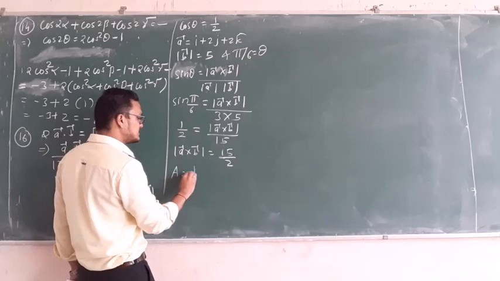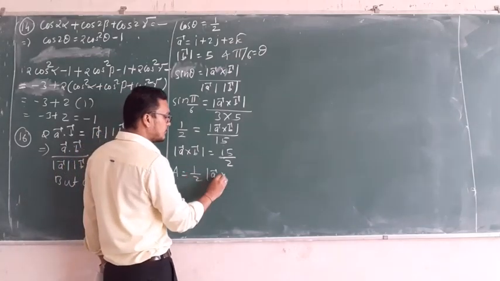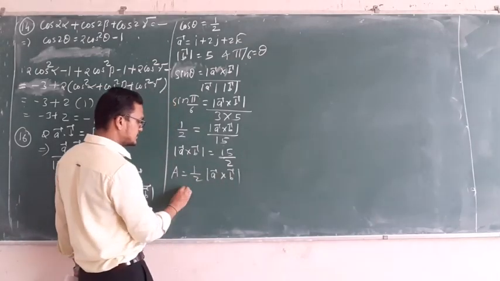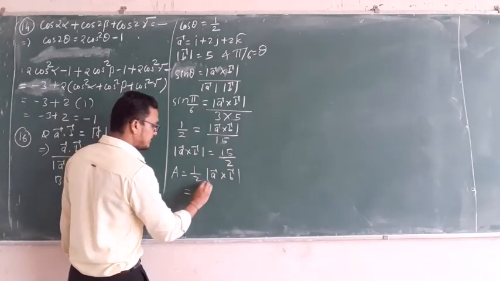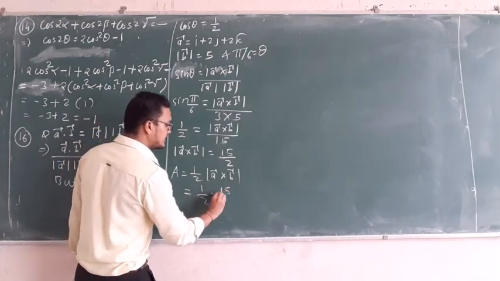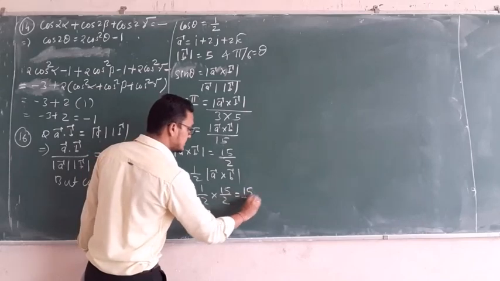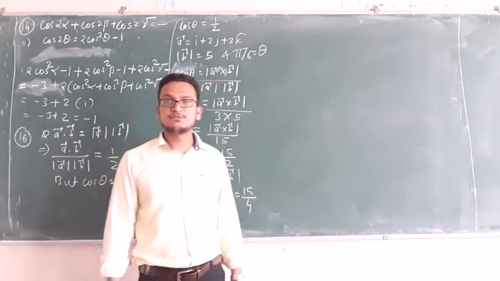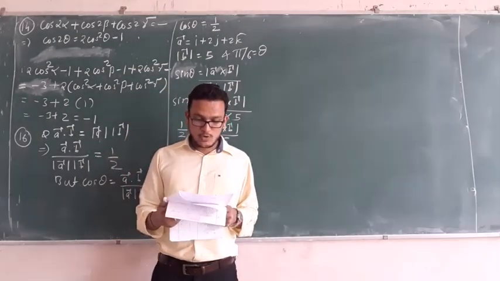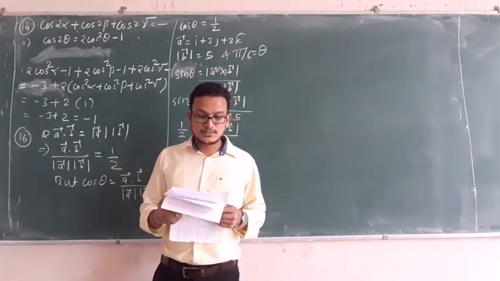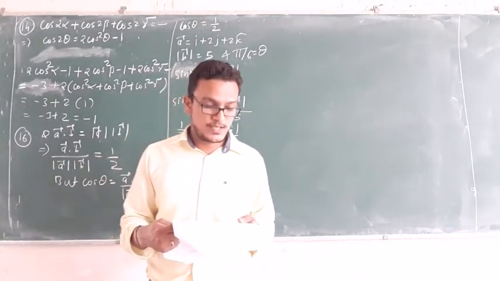What is the area of the triangle? The area of the triangle is half into magnitude of A cross B. So this will be how much? Half into 15 by 2. So the answer is 15 by 4. Option C will be correct.